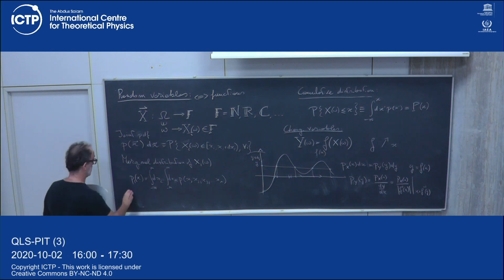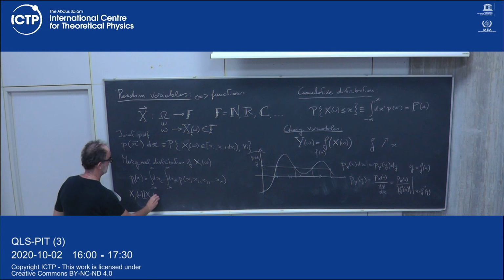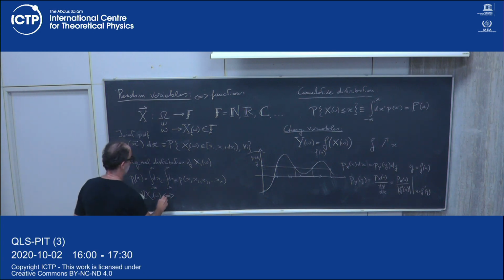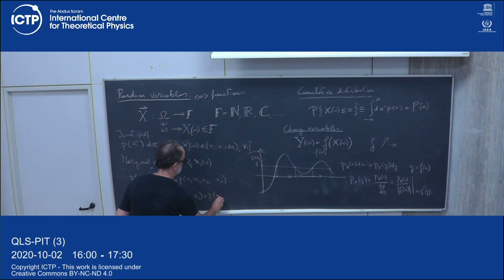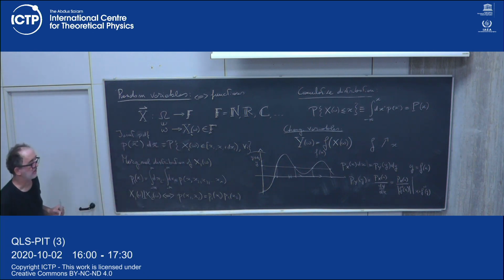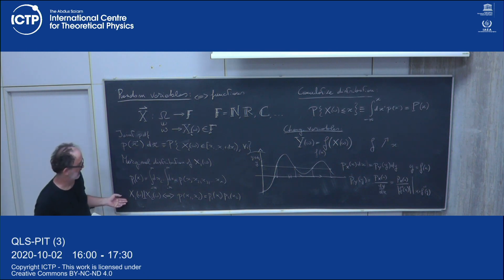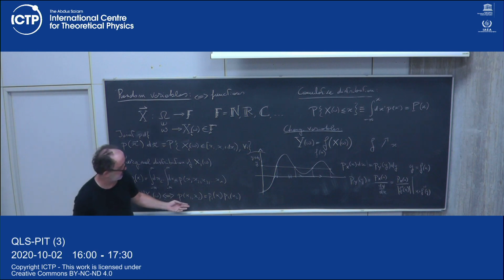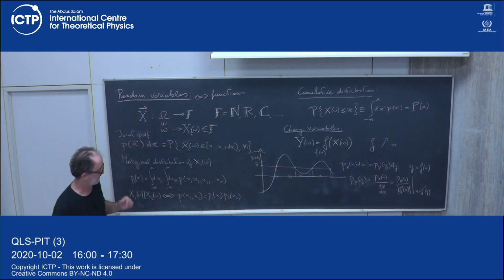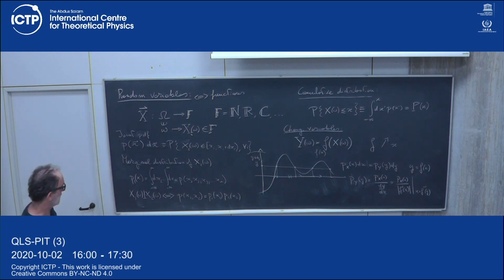Of course, two random variables x1 and x2 are independent if and only if the joint distribution, the joint PDF, of these two random variables is equal to the product of the marginals. Okay? So this is how you define independence for random variables. Independence of random variables means that the joint distribution is the product of the marginal distributions. Okay? And of course, this generalizes to any number of random variables.